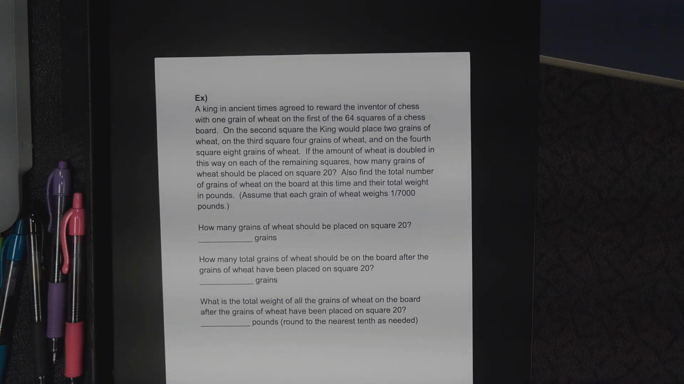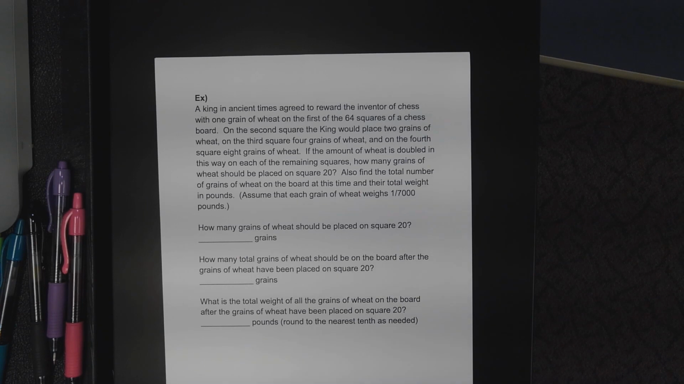We're going to look at some tales, some stories. So the king in ancient times agreed to reward the inventor of chess with 1 grain of wheat on the first of 64 squares of the chessboard. On the second square, the king would place 2 grains of wheat. On the third square, 4 grains of wheat. On the fourth square, 8 grains of wheat.